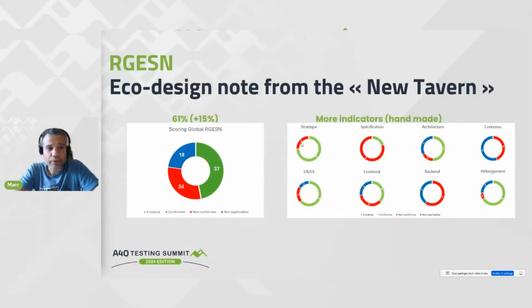I went from 46 to 61% in RGESN. As you can see, strategy is better. Specification, there is one thing which is good because it was not complicated to implement. Backend, it's still bad. Content too, but hosting is now much better than before. That's the main improvement.